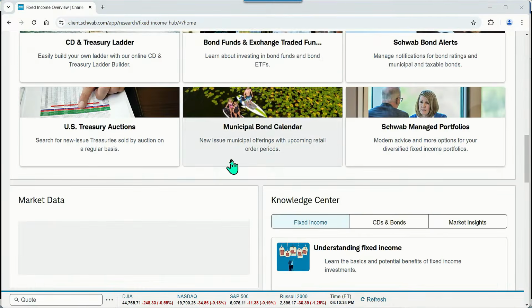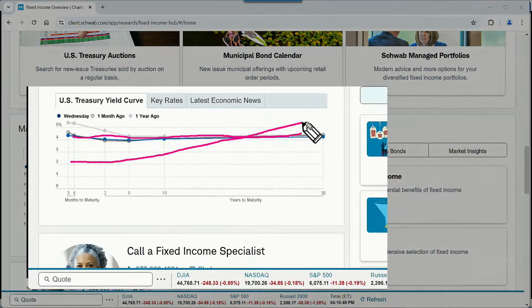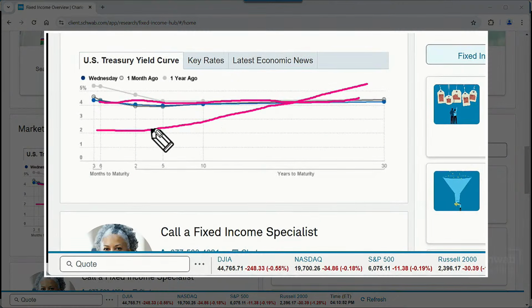If I go down here, you can see the yield curve. This is maybe a compressed yield curve, but you can see this is pretty much a flat line that we're talking about here. A normal yield curve often gets a little steeper, and kind of looks more like that. That's what we call a positive or normal yield curve.